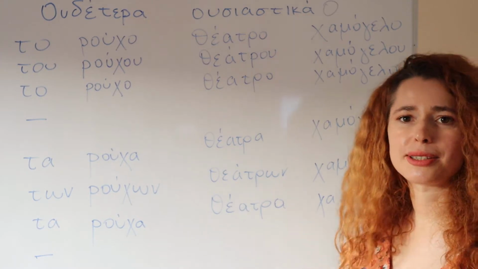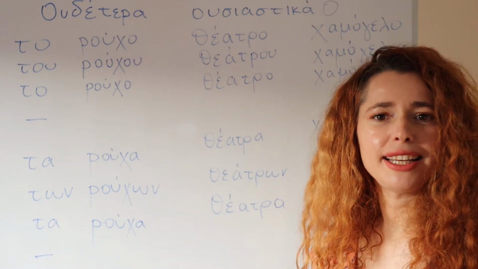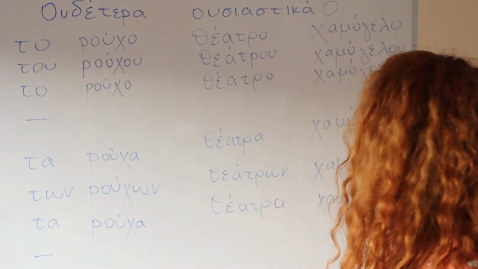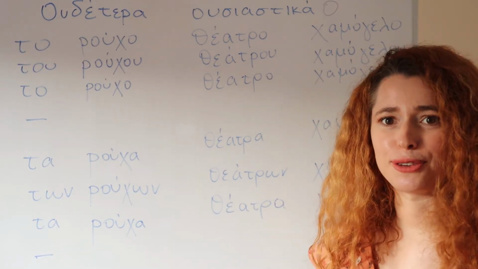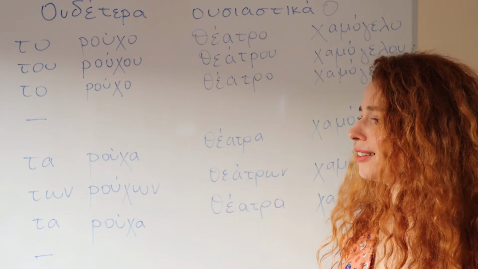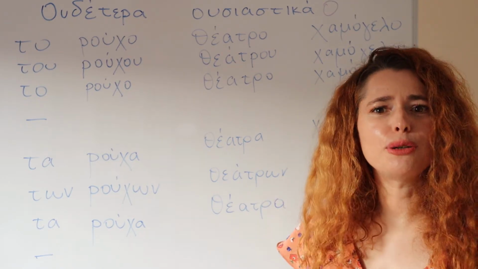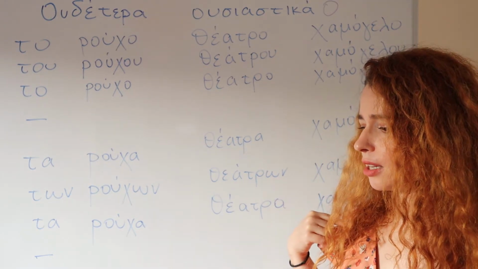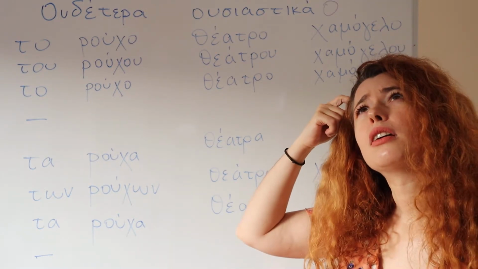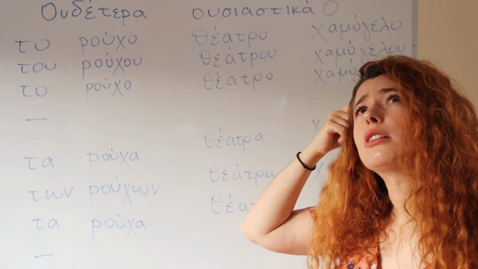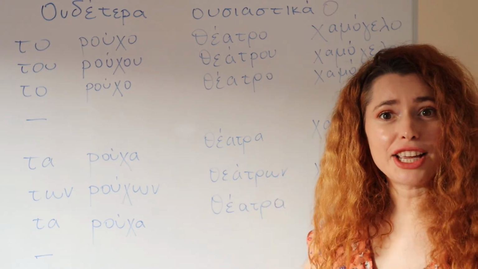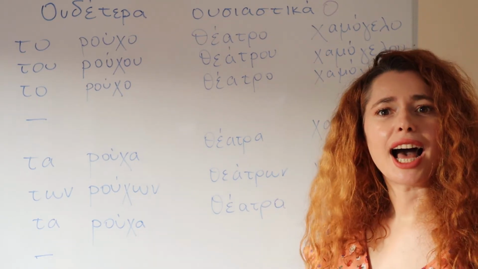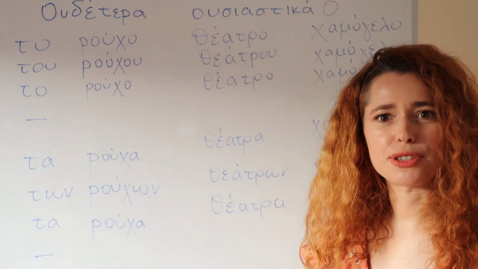Το χαμόγελο, the smile. Το χαμόγελο είναι πάντα ευχάριστο. The smile is always pleasant. Του χαμογέλου. Είναι δύσκολο αυτό. That's a hard one, of the smile. Η ενέργεια του χαμογέλου μεταδίδεται. The energy of the smile, μεταδίδεται means it is contagious. Το χαμόγελο as an object. Αγαπώ το χαμόγελό σου. I love your smile.